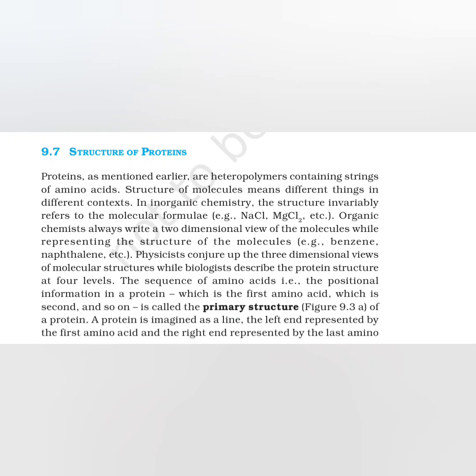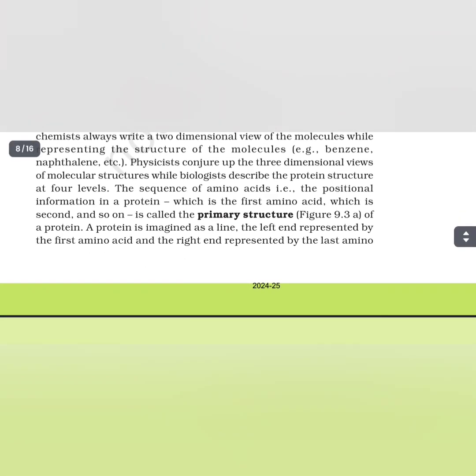Organic chemists always write a two-dimensional view of the molecule while representing the structure of the molecule, for example benzene, naphthalene, etc. Physicists conjure up the three-dimensional views of molecular structures, while biologists describe the protein structure at four levels. The sequence of amino acids, that is the positional information in a protein, which is the first amino acid, which is second, and so on, is called the primary structure of a protein.